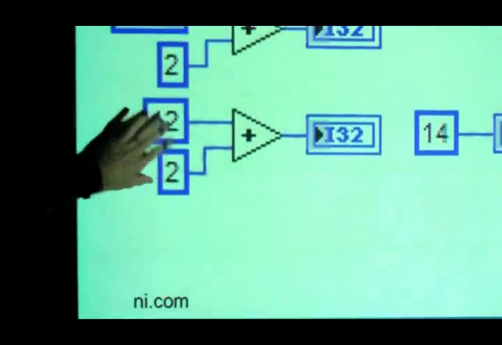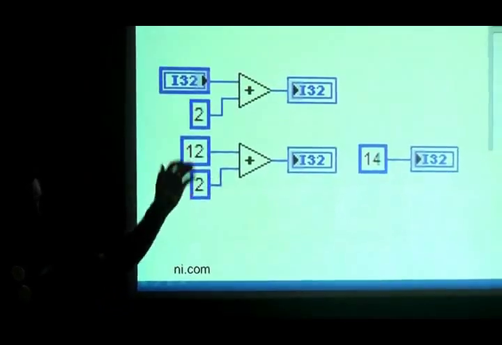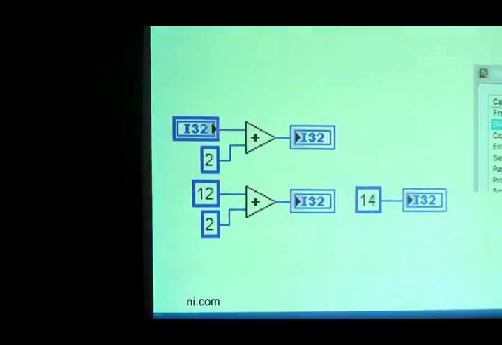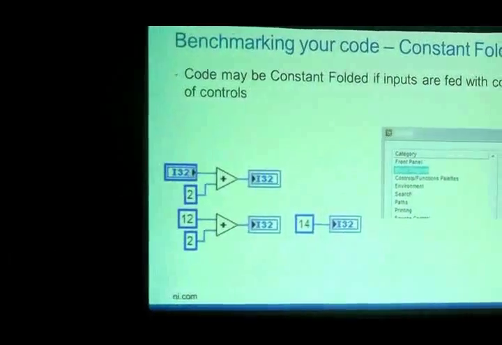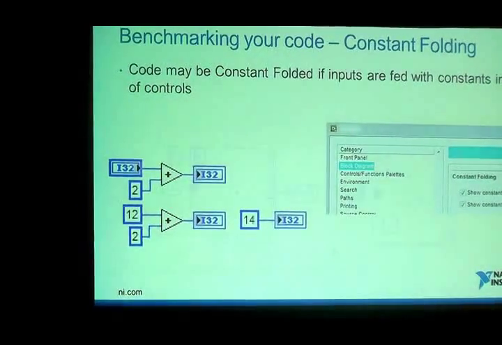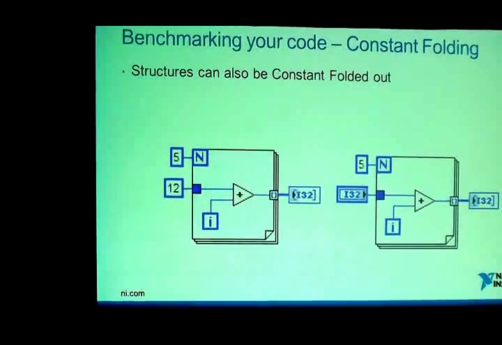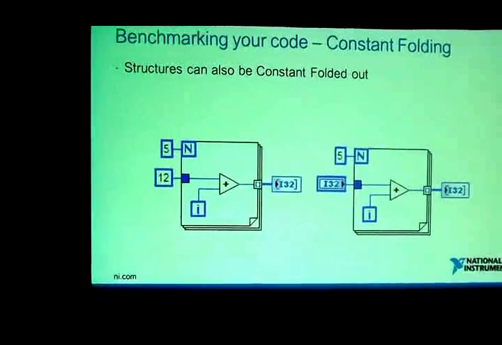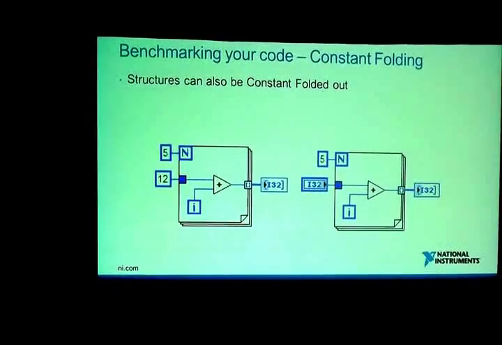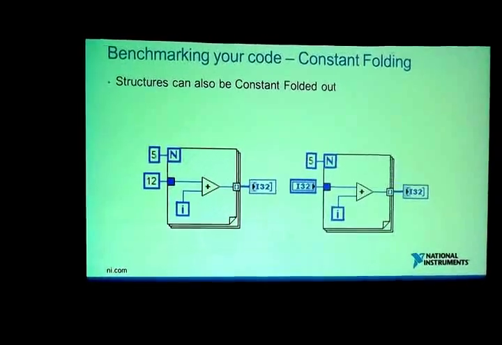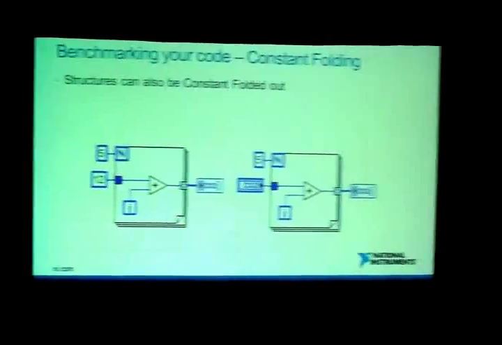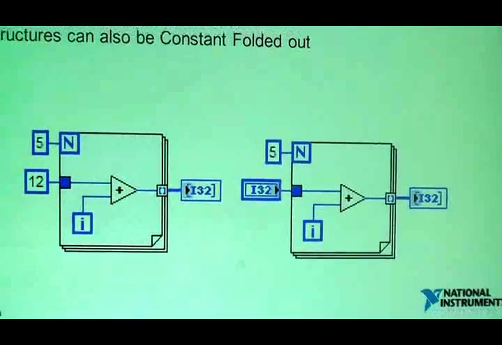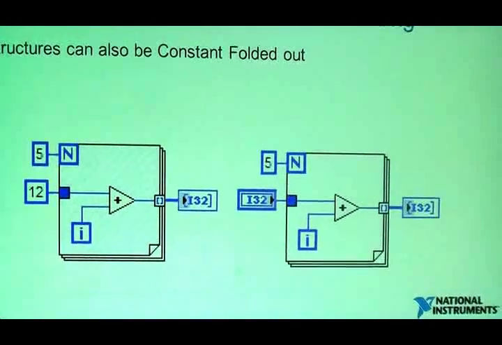So if we've got 12 and 2 going into an add, it's always going to be 14, so the compiler will actually change that to be just 14 and eliminate that whole add function. You can also get constant folding on structures, and there are a few settings that can affect this. The exact same structure there with a constant will be constant folded if you have debugging enabled.